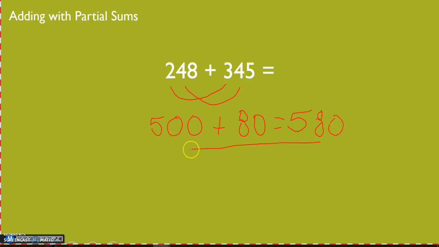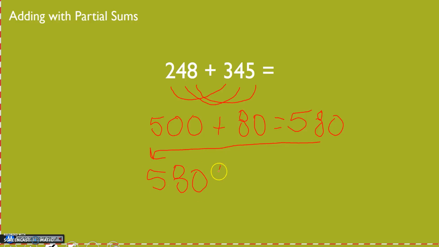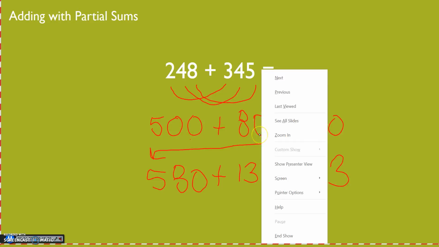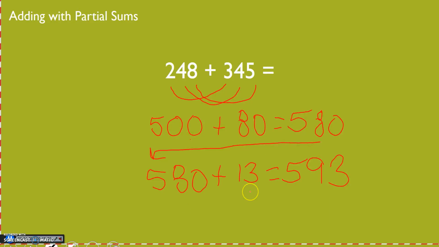So I'm going to take that answer and add to it whatever I get for my ones. 8 plus 5 gives me 13. So I have 580 plus 13 equals 593. So I added my hundreds, my tens, and my ones to get my answer. Let's look at it another way.